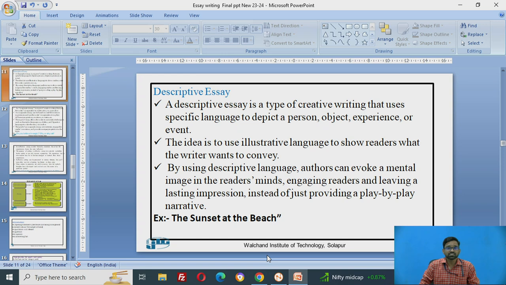Then what is a descriptive essay? A descriptive essay is a type of creative writing that uses specific language to depict a person, object, experience or event. The idea is to use illustrative language to show the reader what the writer wants to convey. By using descriptive language, authors can evoke a mental image in the reader's mind, engaging readers and leaving a lasting impression instead of just providing a play-by-play narrative. The example of a descriptive essay is the sunset at the beach.